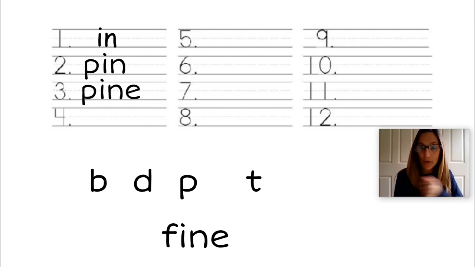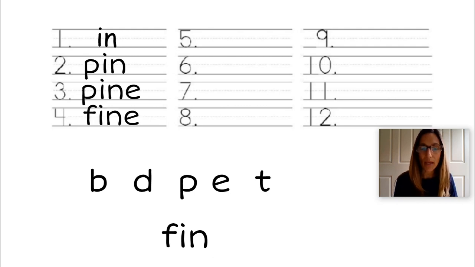Now, let's do reverse magic. Let's take that magic E away. And if I take the magic E away, I is going to say its sound again. So it won't be fine anymore. Take the E away, and it will be fin, right? Like the fin of a fish. So we changed fine to fin. And you should have all those words written down so far. In, pin, pine, fine, and now fin.